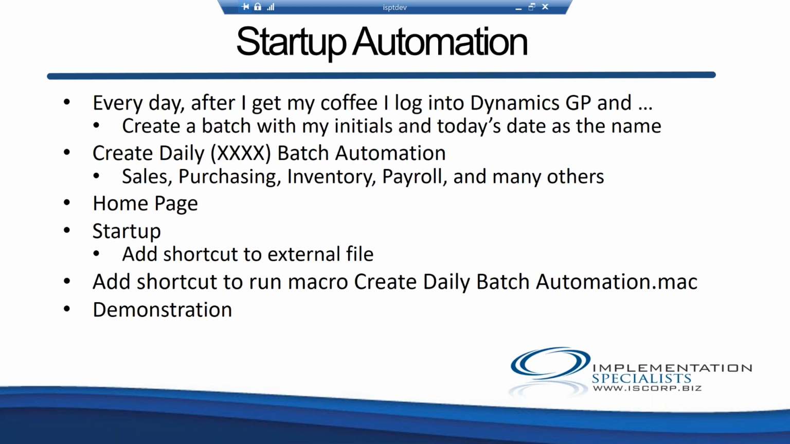So startup automation. Every day I get my coffee, I log into GP, and I go create a batch with today's date and my initials for sales, purchasing, inventory, payroll. This is something I do every day. So why don't I create a macro that when I log into GP, it automatically does this for me? So I can just start GP, and then I'm ready to go because today's batches have been created. We'll show that in a demonstration.